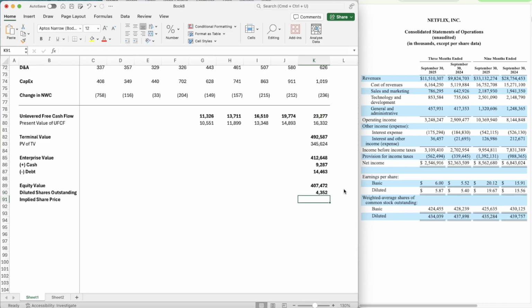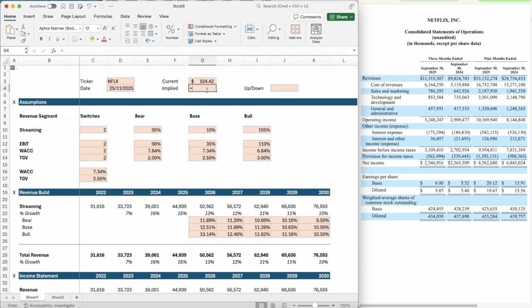And the implied share price is, take your equity value and you divide it by your diluted shares outstanding. And that's saying it's $94 a share. So obviously this was a post split, which is not far from where it is right now, I don't think. So K91, yeah. Equal. Okay, so yeah, it's not far from fair value if we trust this model.